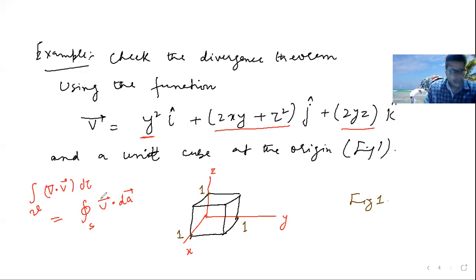Try to understand it. This is my volume, enclosed volume. It has surface, it has 6 faces. So I will find first my left hand side. That means I will find divergence of the given vector field, and I will integrate that over the volume enclosed by this cube. Then I will evaluate surface integral. Then I will see my left hand side and right hand side values will be same. That will verify my theorem.